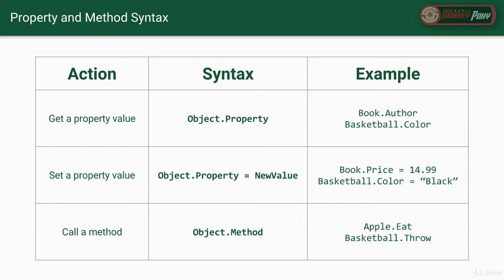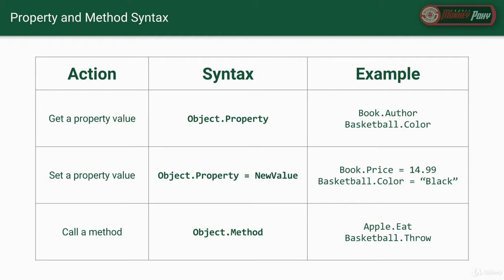The syntax for getting a property value, which means finding out a characteristic about an object, looks like this. We have an object, we have a dot, and then to the right of the dot, without any spaces, we have the name of the property. You can see that in the middle of the table right here. So let's take a look at the 2 examples in the right-hand column.